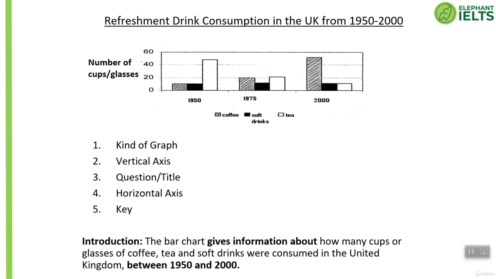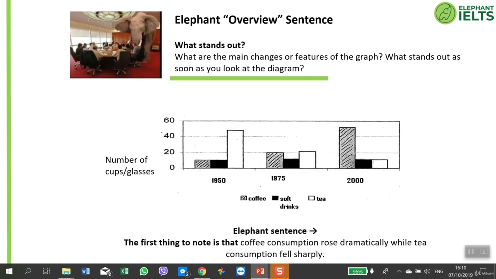Now you see how we have changed the information, or we've paraphrased as far as possible. We said here the bar chart gives information about how many. Instead of the number of cups or glasses, we said how many cups or glasses of. Instead of saying refreshment drink, we said coffee, soft drinks and tea were consumed. So we changed the form of the word in the United Kingdom between 1950 and 2000. So that's the introduction.